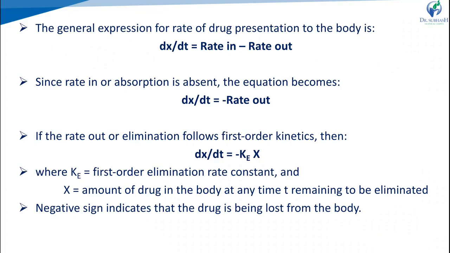If the elimination follows first order kinetics, then the equation becomes dx by dt equals minus k times x, where k represents the first order elimination rate constant and x is the amount of drug in the body at any time t. The negative sign indicates that the drug is being decreased or lost from the body.